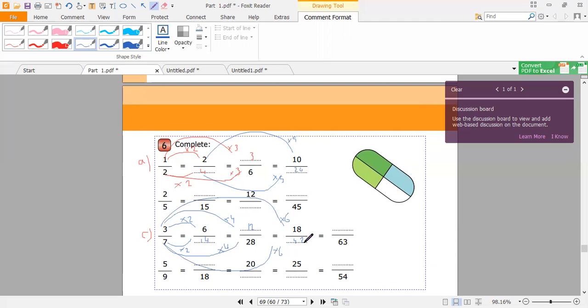Now here we have to go back to the first fraction. 7 becomes 63. Yes. So it's getting bigger. So here we multiply by 9. So I'm gonna multiply 3 by 9 here. 3 times 9 equals 27.